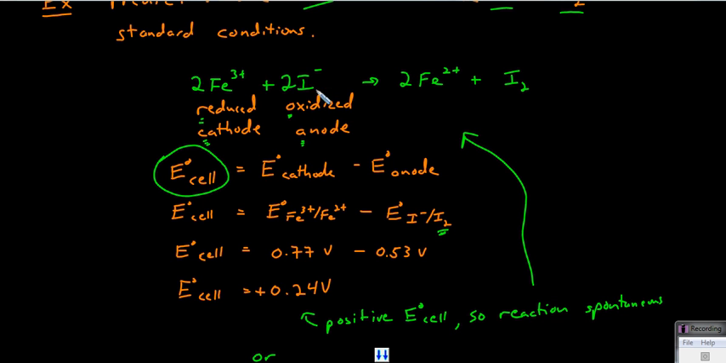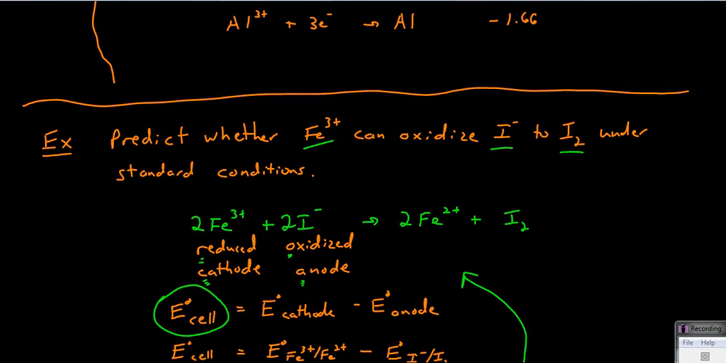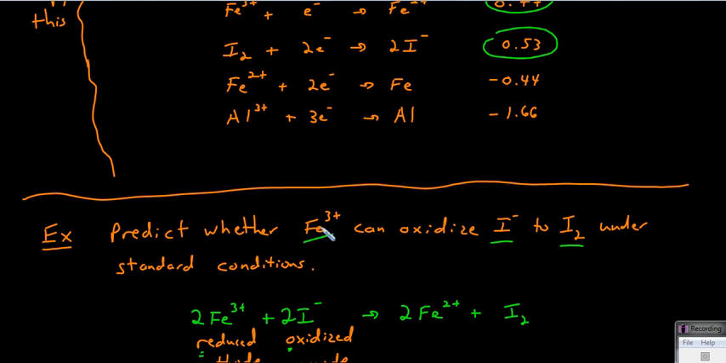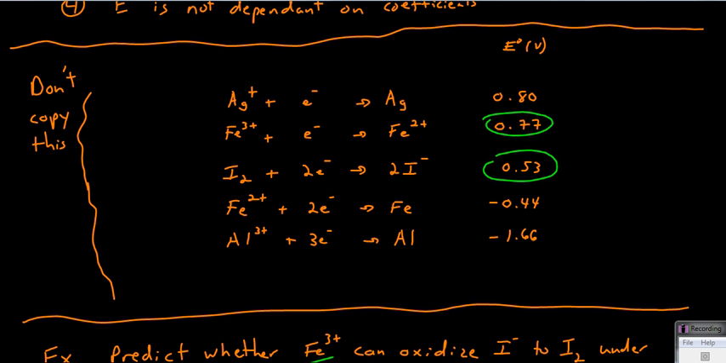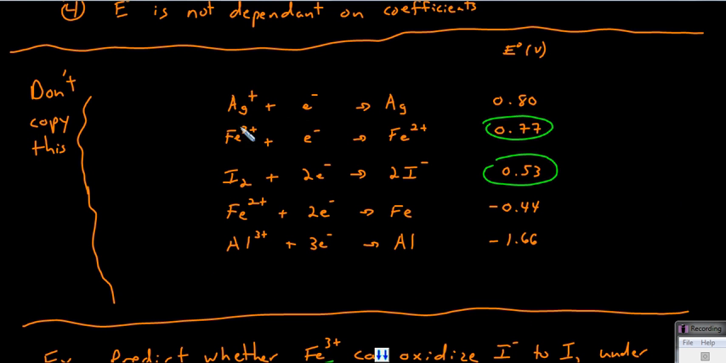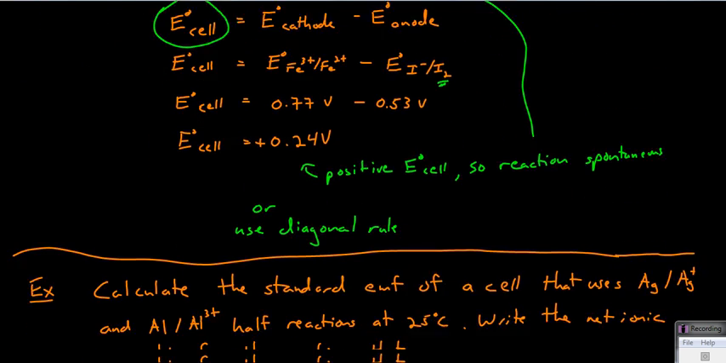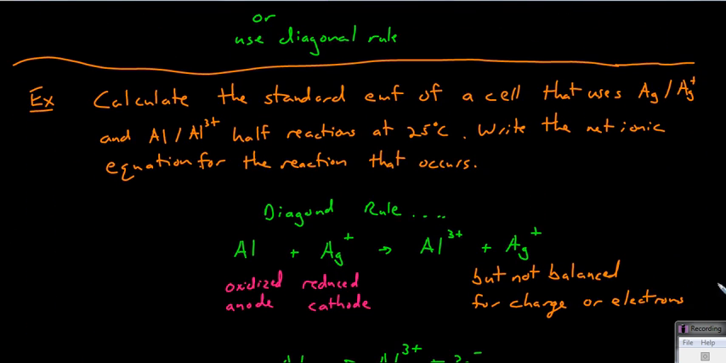But I think an easier way to solve this problem is just to use the diagonal rule. The question is, can iron 3 oxidize iodide? Can iron 3 react with I-? Well, yes, it can. Recall that top left things can react with bottom right things. So, that reaction can occur. That's much quicker, isn't it? So please be sure that you can use the diagonal rule. That saves a lot of time.